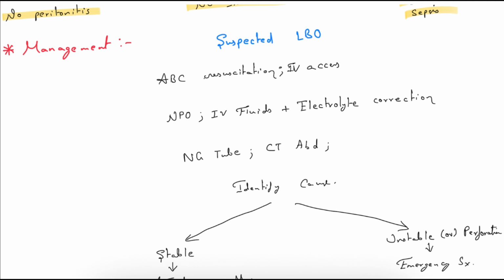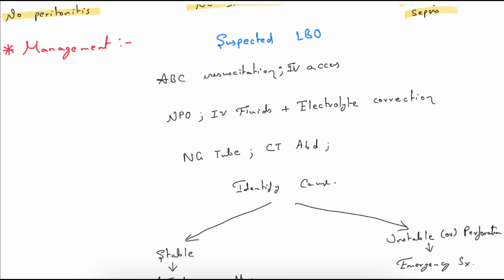The main goals of management are to relieve obstruction, prevent perforation, treat the underlying cause, restore bowel function and save life in emergency cases. In large bowel obstruction the priority is not just opening the bowel, it's preventing cecal perforation and sepsis. Whenever you suspect large bowel obstruction, we go with initial resuscitation, that is airway, breathing, circulation.